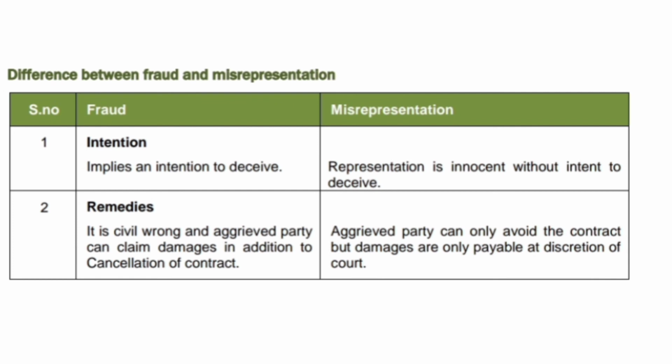And by discretion of the court, I simply mean to say that it is going to be up to the court in that particular case, on a case-by-case basis, whether or not that particular aggrieved party should be awarded damages. Why? Because damages are not available as a matter of right, so you can't just claim damages. You are not entitled to it unless the court decides that yes, you are going to be awarded damages. But in the case of fraud, you are going to be entitled to damages as a matter of right. So I hope the differences between fraud and misrepresentation are now clear to you.